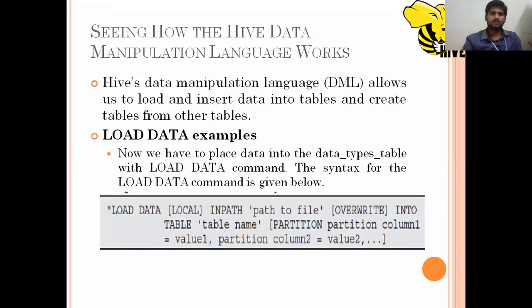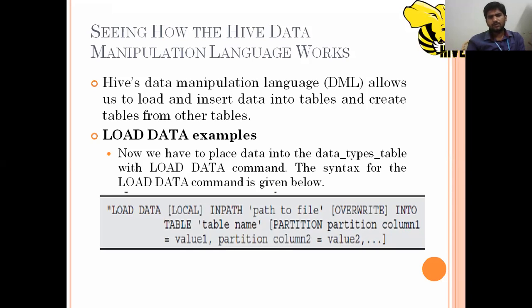So I will show you how the Hive data manipulation language works. The data manipulation language, that is DML, allows us to load and insert into tables. So what are the DML commands? Can anyone say? Create, load, and so on. So what are the commands here? They allow us to load and insert data into tables and create tables from other tables.